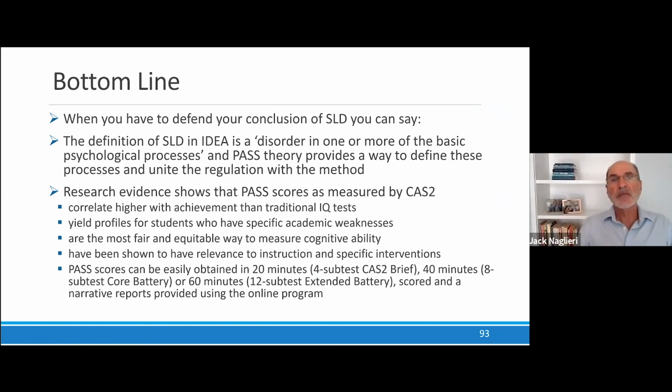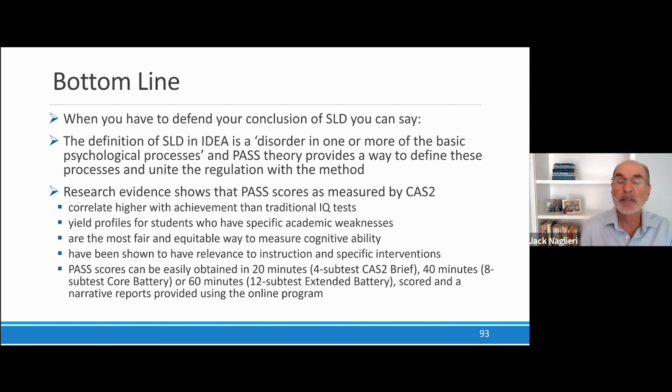So I think that if you have to defend your position that you found a student who has a specific learning disability, and you have the discrepancy consistency method that I described, and you have all this evidence and everything that I've shown you, you can take it with you to a due process hearing and say, look, I use this test for this reason, and here it has profiles. Here it's the most significantly related to achievement, and on and on and on. You're in good shape. You don't need to worry about anything. You have all the evidence there.